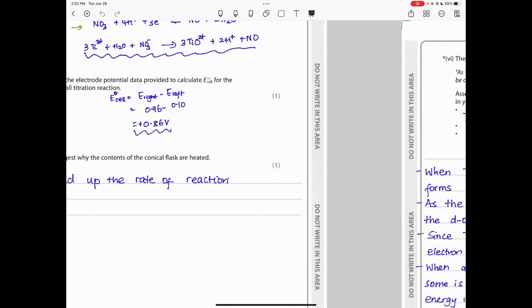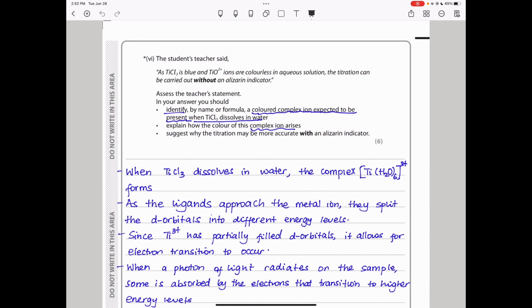Let me go to the next part. It says, the student's teacher said, as titanium chloride is blue and titanium 4 ions are colorless in the aqueous solution, the titration can be carried out without an alizarin indicator. Because, of course, there are these colors already, so you can know if it turns from blue to colorless, we can confirm that the titration is over. They say, assess the teacher's statement.